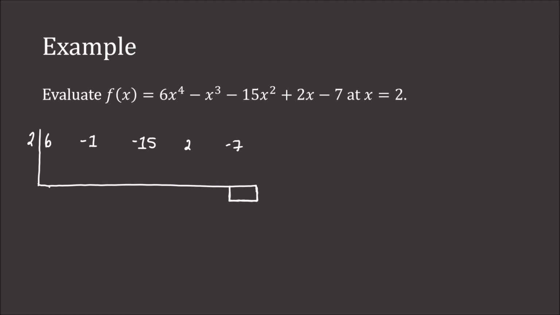So carry down the 6. 6 times 2 is 12. Minus 1 is 11. Times 2 is 22. Minus 15 is 7. Times 2 is 14. Plus 2 is 16. Times 2 is 32. Then minus 7 gives us 25. Therefore, f of 2 by the remainder theorem is 25.